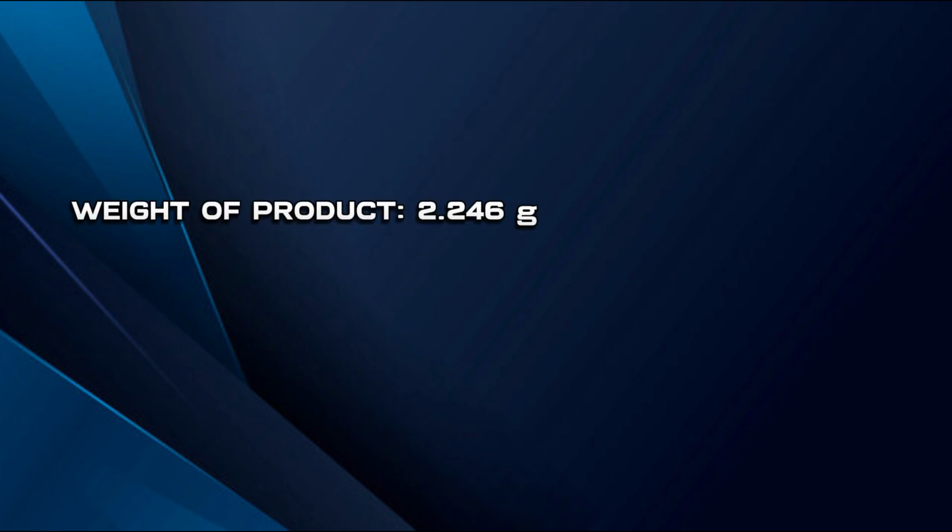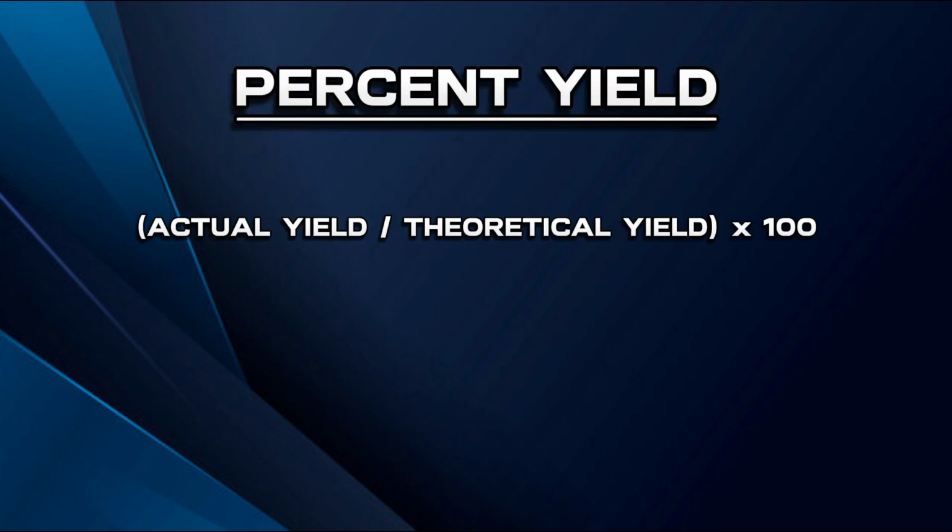After drying out the aspirin and placing it in a pre-weighed vial, I found the total weight of my product to be 2.246 grams. And even though we started out with only 2 grams of salicylic acid, this is entirely possible and is actually a decent amount of product. The concept of percent yield will help us to understand this better. Percent yield is defined as our experimental or actual yield in grams divided by a theoretical yield in grams, and then that number is multiplied by 100 to get it as a percent value.